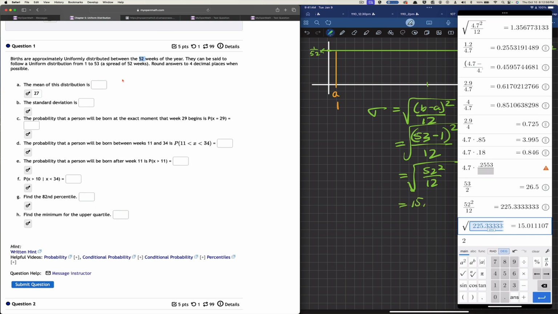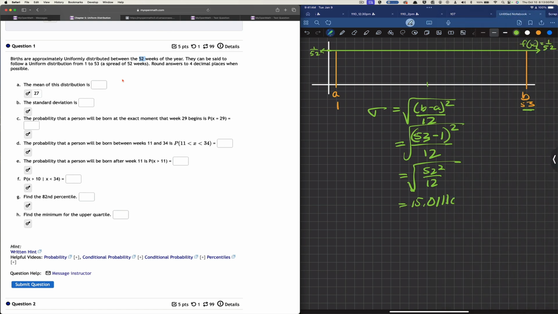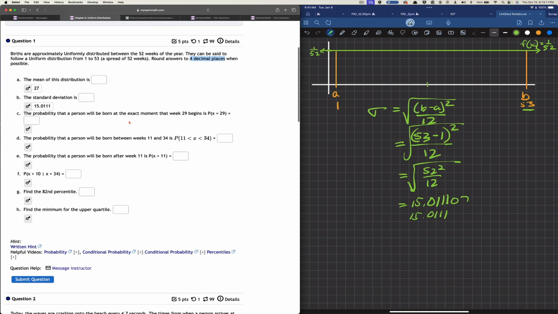Then I can hit enter and use the square root symbol and enter the answer and get 15.011107. But if I round to 4 decimal places, as the instructions indicate, this would be 15.0111. Okay?